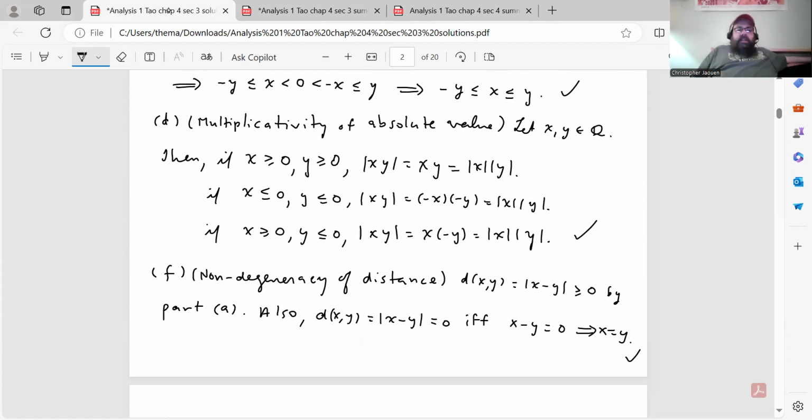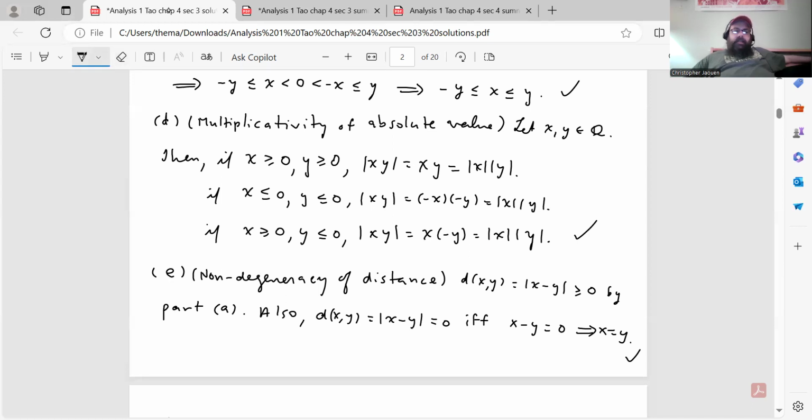Next case, if x is negative or 0 and y is less than or equal to 0, so both negative or 0, then the absolute value of the product xy is equal to the negative of x times the negative of y, which is equal to the absolute value of x times the absolute value of y. And then finally, the third case, if x is greater than or equal to 0, y is less than or equal to 0, then the absolute value of the product xy is x times minus y, which is equal to absolute value x times absolute value y, just follows from the definition. All right, this should be part E down here.